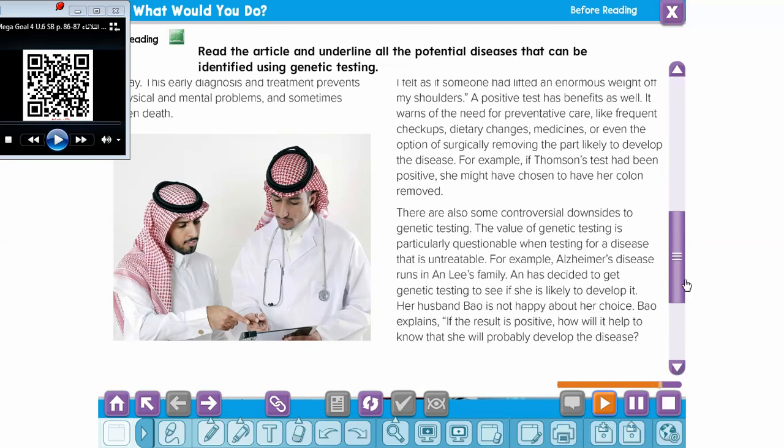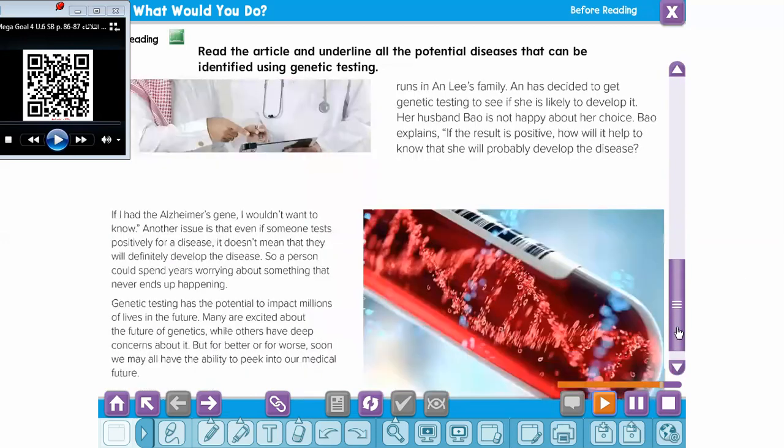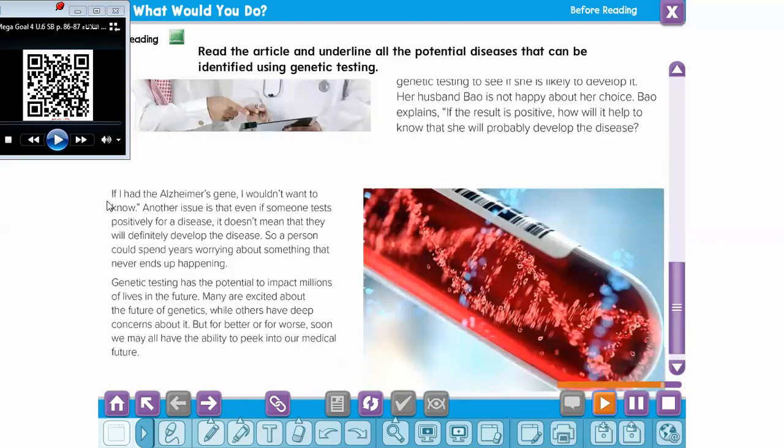If I had the Alzheimer's gene, I wouldn't want to know. Another issue is that even if someone tests positively for a disease, it doesn't mean that they will definitely develop the disease. So a person could spend years worrying about something that never ends up happening.